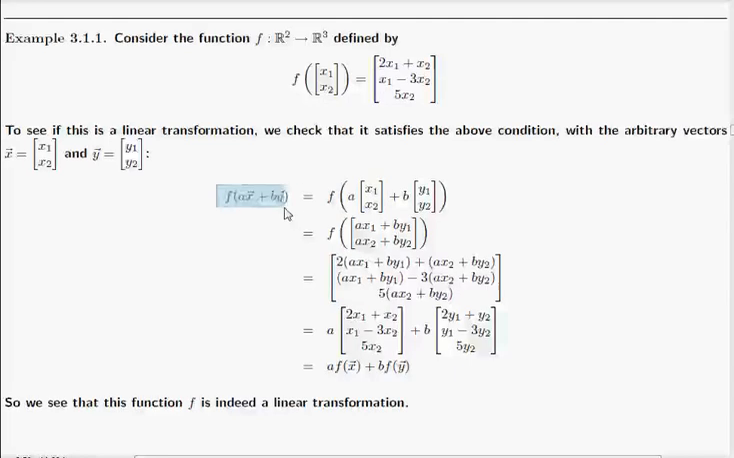So I showed that f of ax plus by was a f of x plus b f of y, and I did that by saying, well, here's ax plus by. Let's write down explicit coordinates for x and y. Then here's ax plus by, and I can multiply that out and add them up. There you go. But do you pick A and B? What you need is for this to always be true no matter what A, B, X, and Y are. So you've got to leave them as variables.